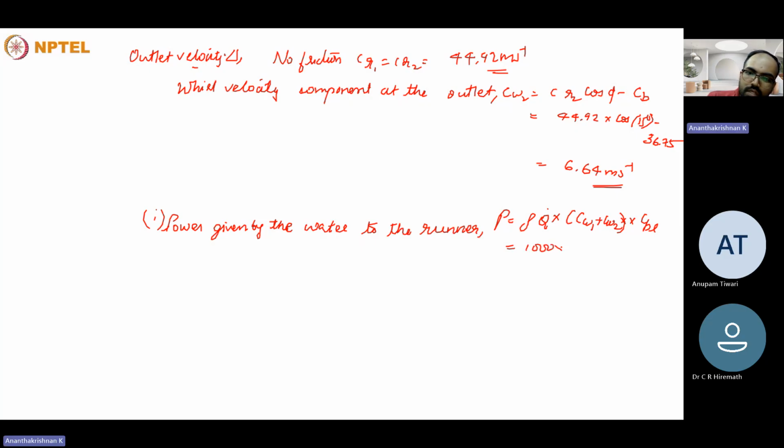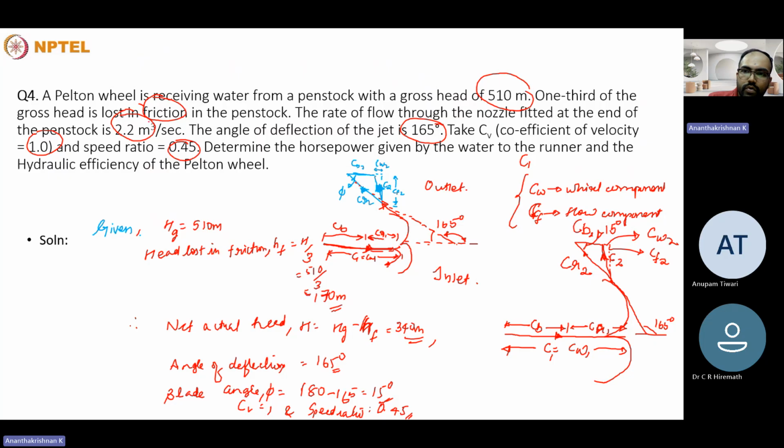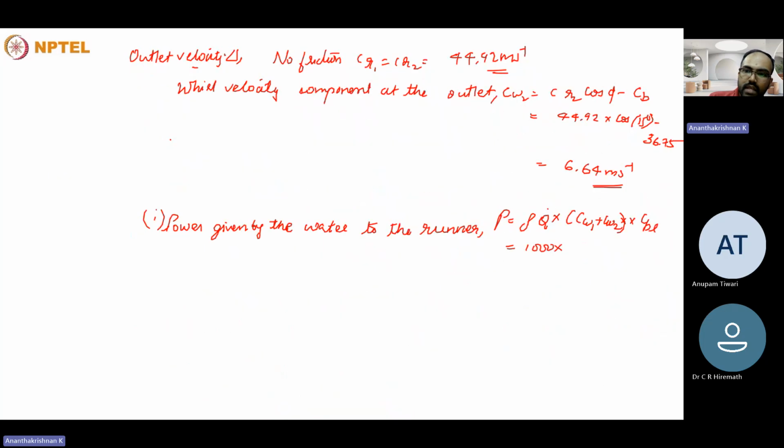If you put 1000 into the flow rate, given as 2.2 meter cube per second, you can write straight away in standard units, CW1 is given as 81.67, the recalculated CW2 is 6.64, into blade velocity, which is also calculated as 36.75. So the answer to this problem is 739.8 kilowatt.